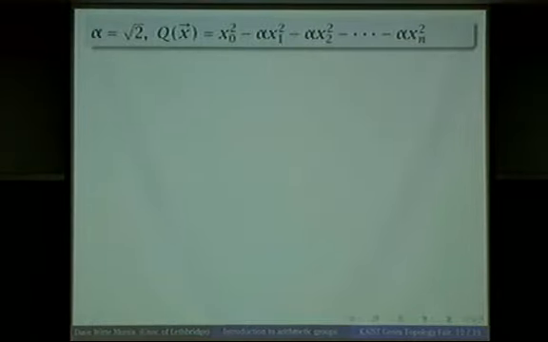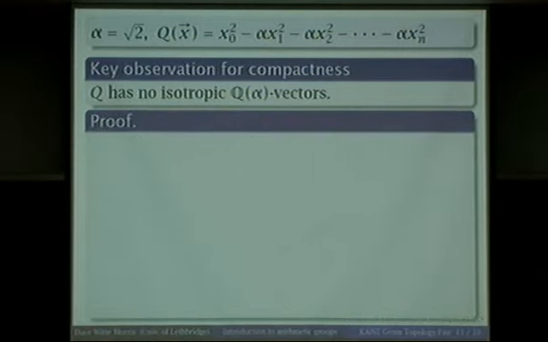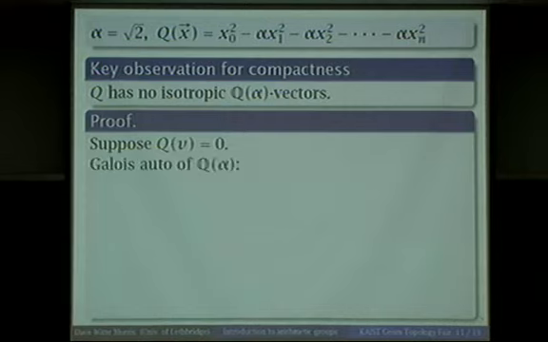So this is the setup. I've got Q as this form with some alphas on it. I want to show that Q has no isotropic vectors. And the proof is, well, just suppose there is an isotropic vector. So suppose Q of some v is 0. Well, this is an extension field of Q, so there's a Galois automorphism of this extension over Q, and I'll call it sigma. Elements of Q(alpha) are rationals plus a rational times alpha.